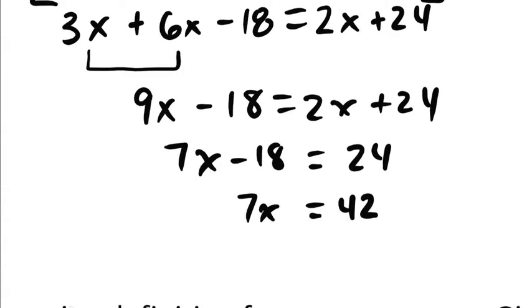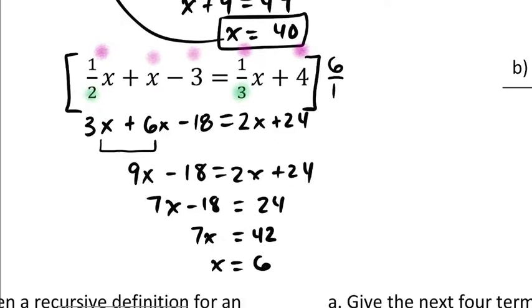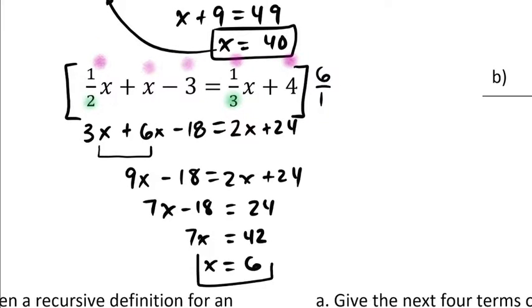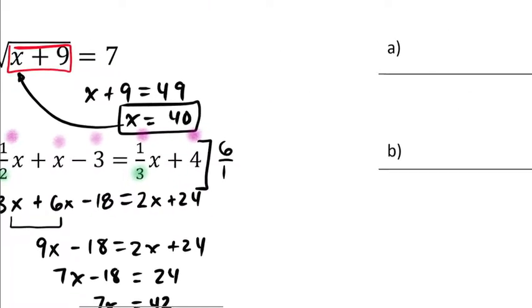And yes, 42 divided by 7, right, divide both sides by 7, gives me that x is the number 6. So x is 6 for this second problem. So we've got x is 40 and x is 6. And there's nice places to write both of the answers there.